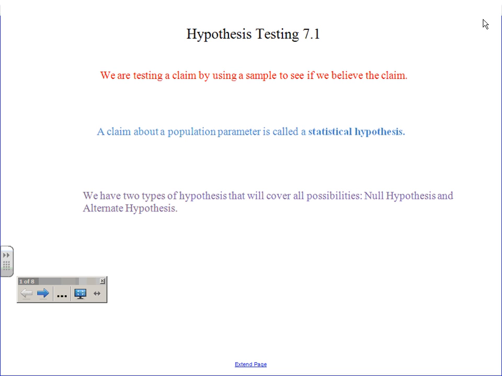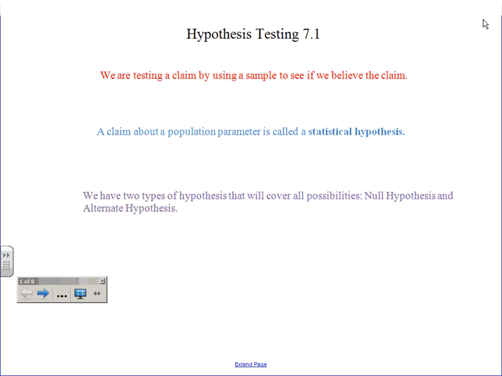There are lots of claims out there, and we test them by using a sample, because obviously we're not going to go get every piece of candy and measure it. We're just going to take a sample and figure out how confident we are that their claim is wrong. So we're going to see whether we actually believe it, and we're going to try to prove it wrong.